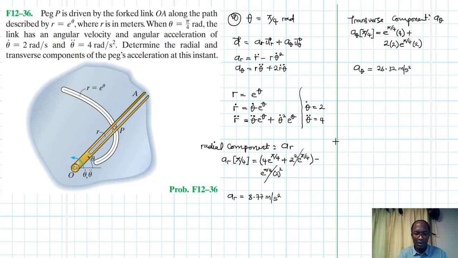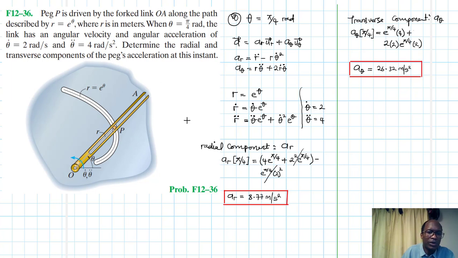Alright, I think this is about it. We have found these two components. So we have a_r here, which is the radial component, and we have a_theta, which is the transverse component. And we just need to indicate these components. So we have the radial in this direction, and the transverse perpendicular in that direction. Let me just indicate this like so. So this is r, and we have the unit vector there. This is theta, and we have the unit vector like so.